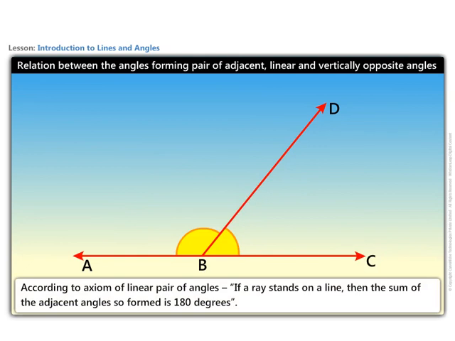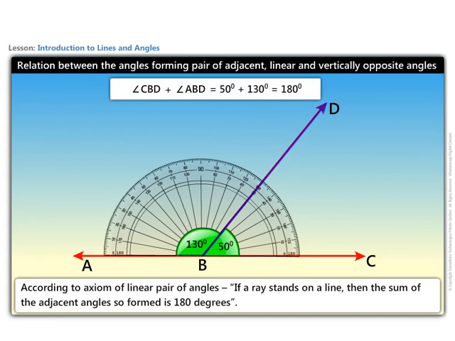Thus, according to the axiom of a linear pair of angles, if a ray stands on a line, then the sum of the adjacent angles so formed is 180 degrees.